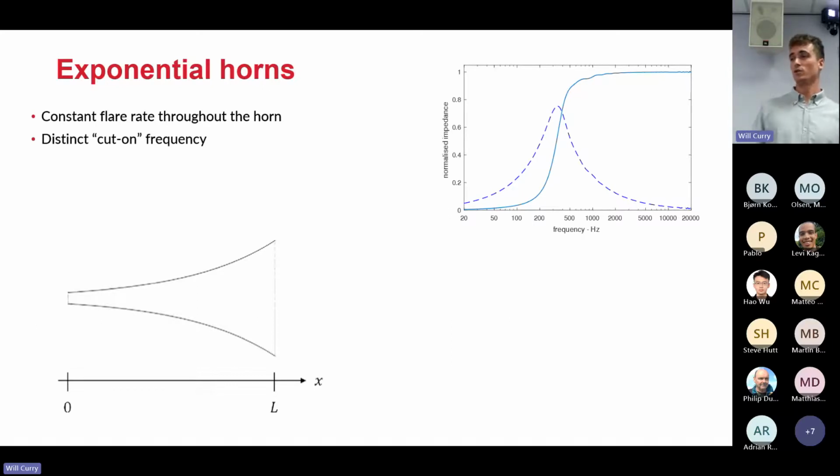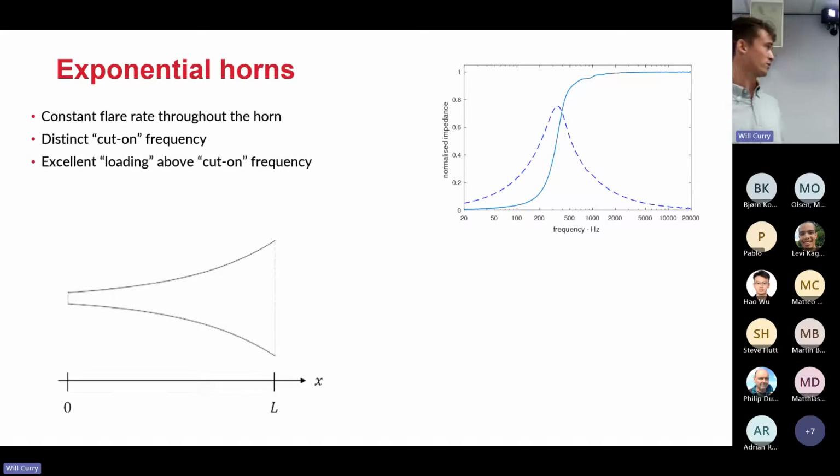This plot here shows the throat impedance for an exponential horn. The dashed line is the imaginary part, and the solid line is the real resistive part. So above a certain frequency, I think in this example maybe like 600 Hertz, there's quite a smooth resistive load, which means you'll get high efficiency from the combined driver and horn system. Yeah, they have excellent loading above a cut-on frequency.